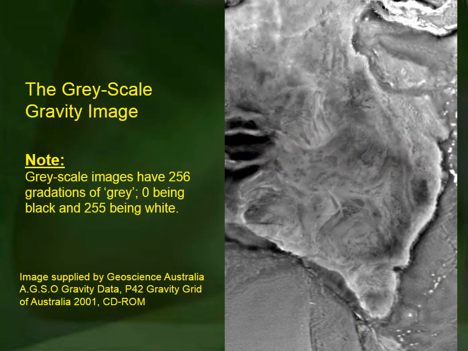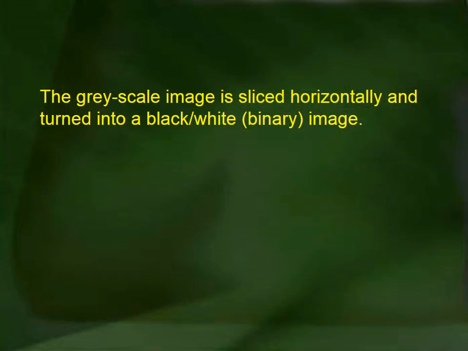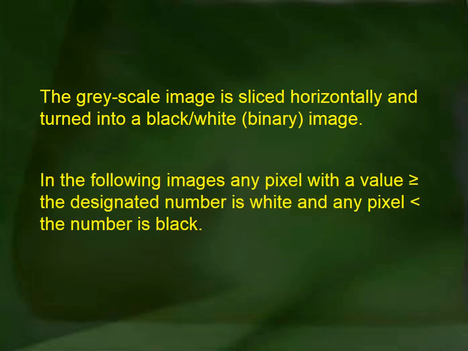The grayscale gravity image of Eastern Australia. In the following image, any pixel with a value greater than or equal to the designated number is white, and any pixel less than the number is black. This is a binary image.